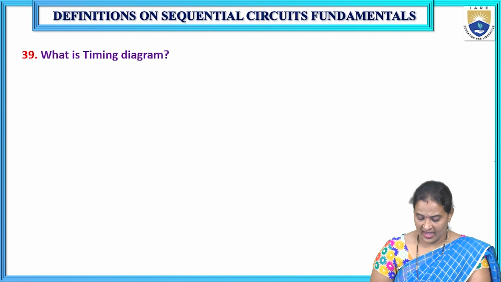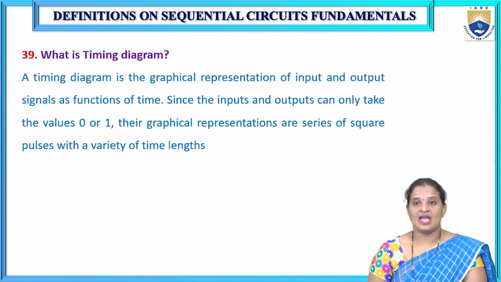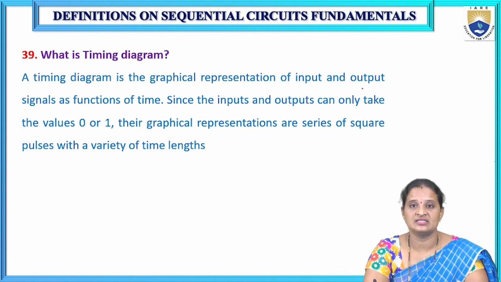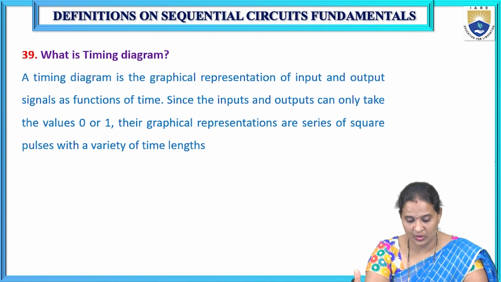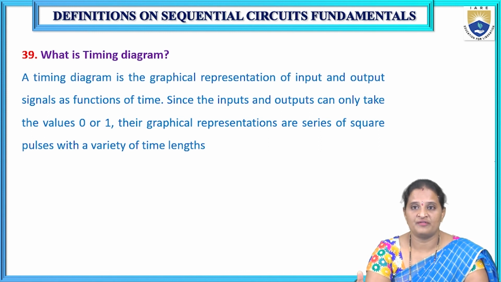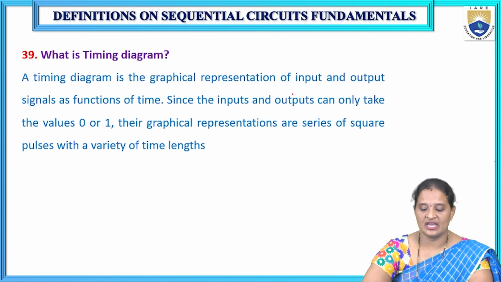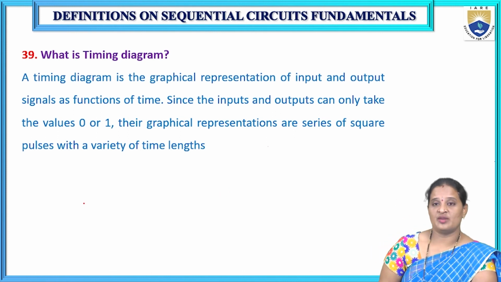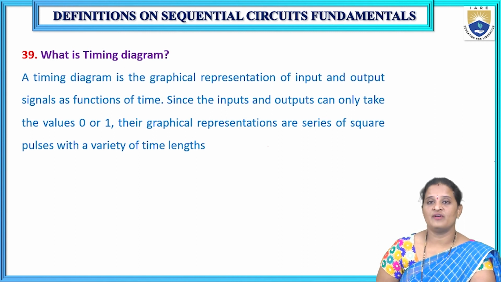Now what is a timing diagram? A timing diagram is a graphical representation of input and output signals as a function of time. That means by using these timing diagrams, we will be able to represent the input and output signals as a function of time. Since the inputs and outputs can only take the values of zeros and ones, their graphical representation is a series of square pulses with a variety of time lengths.